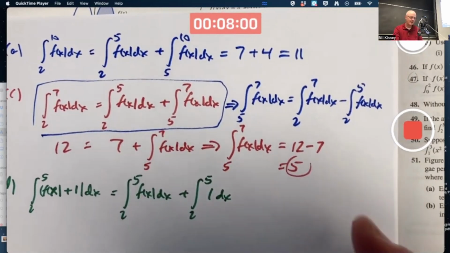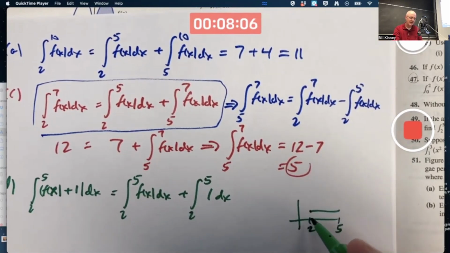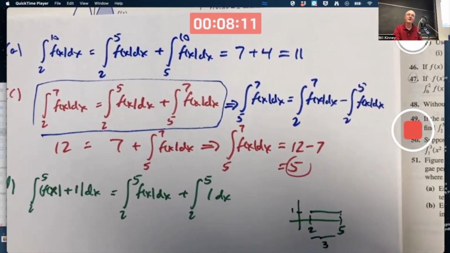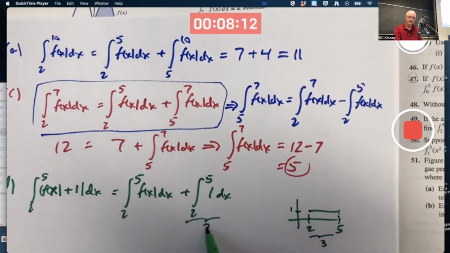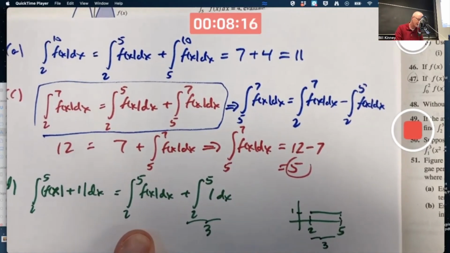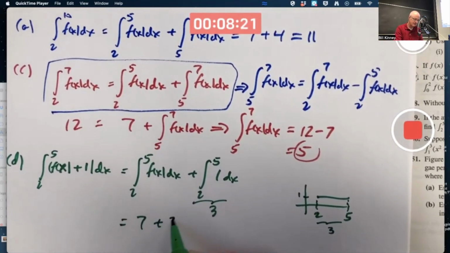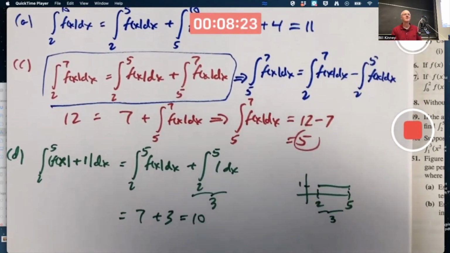Think about this graphically. 1 is a constant function. You're integrating from 2 to 5. You're going to find the area of this rectangle. Base is going to be 3. Height is going to be 1. This integral is going to be 3. This other integral is one of the given ones. That's 7. So the answer is 7 plus 3, which is 10.